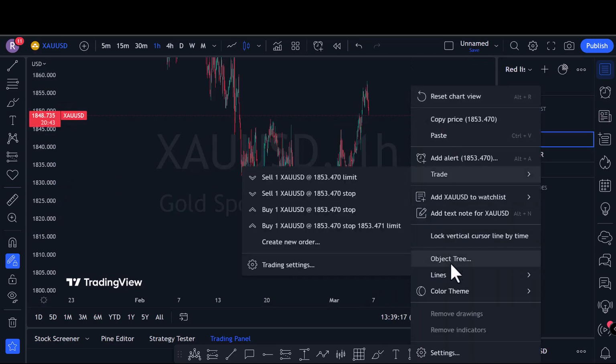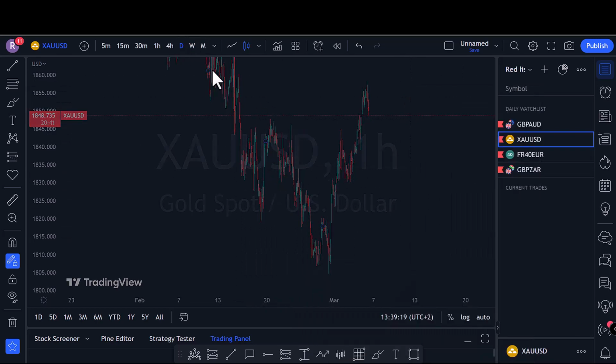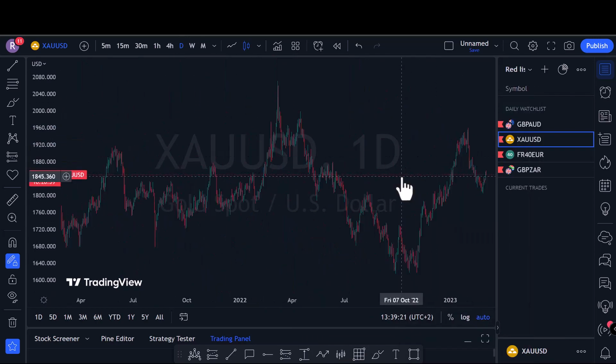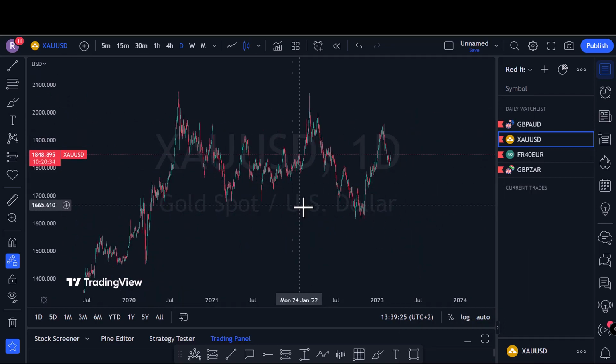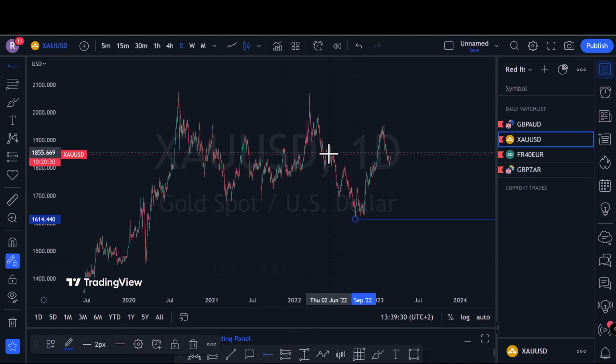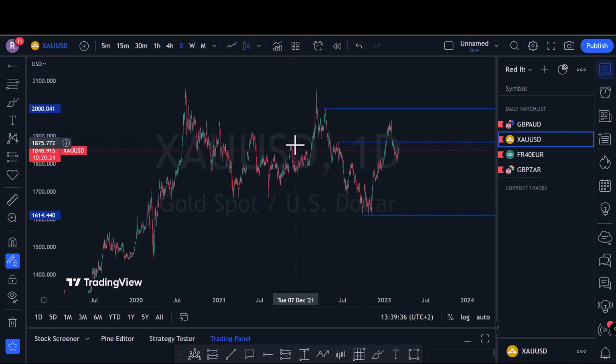So the next one, what do we have? We have gold. So let's start from the daily on gold. What do we do? As I said, we look for the significant areas. So here's our significant area there, and then here is that one there. I think those are the ones that are important for now.